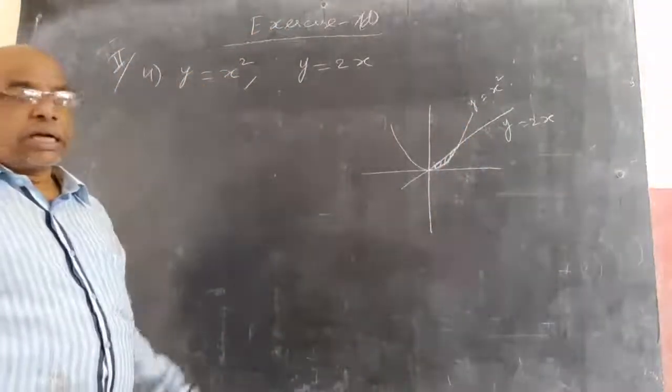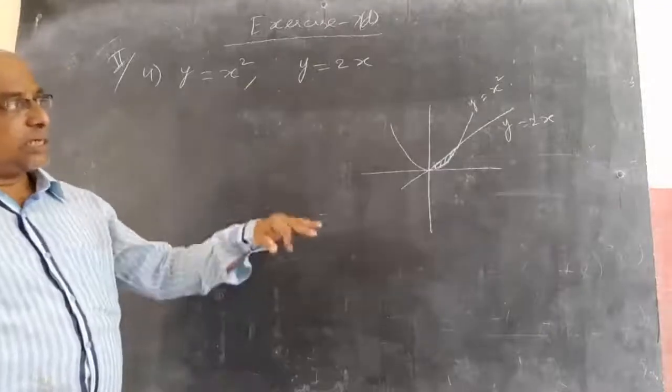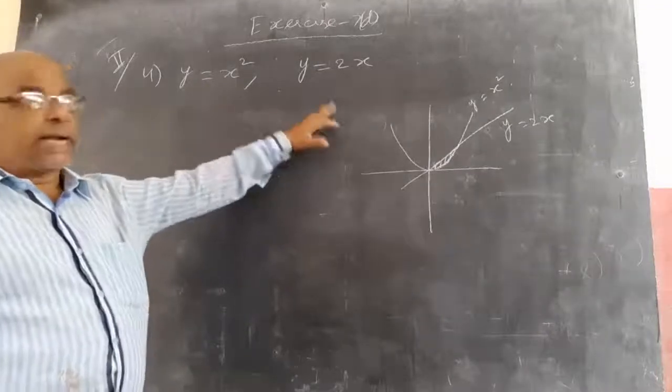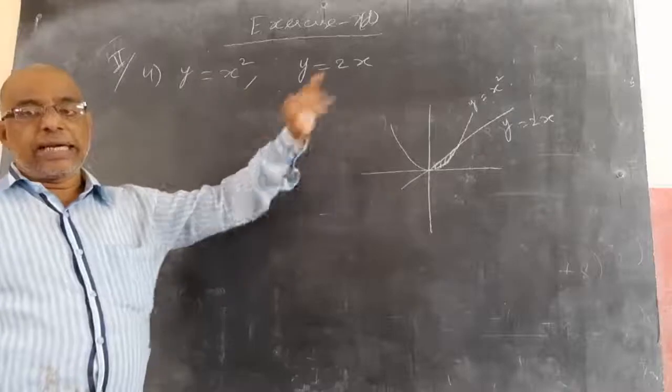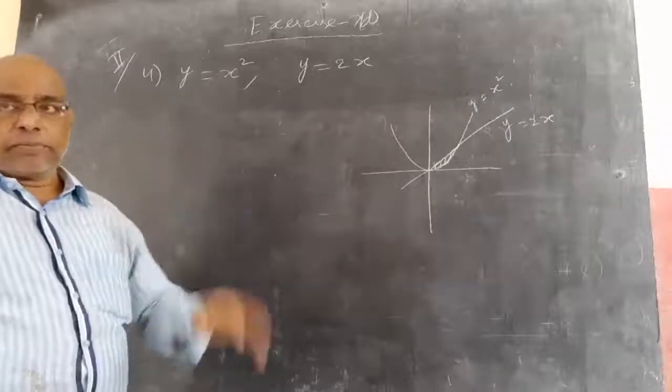If you don't draw, you might take x square in the upper and 2x in the down. You will write x square minus 2x and you will get negative area. Then take modulus, no problem.